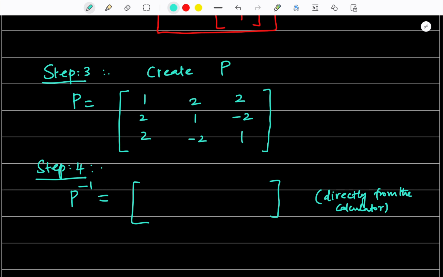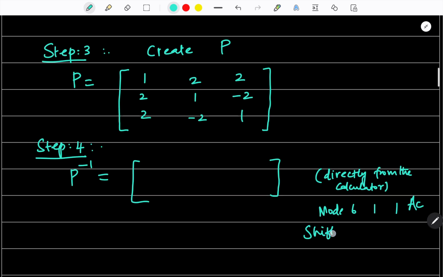Now it's mode, then 6, then number 1 and number 1. So 3 by 3 matrix, which is 1, 2, 2, then 2, 1, minus 2, then 2, minus 2, 1. Press AC. After that, use Shift 4, and you have Mat A which is number 3.